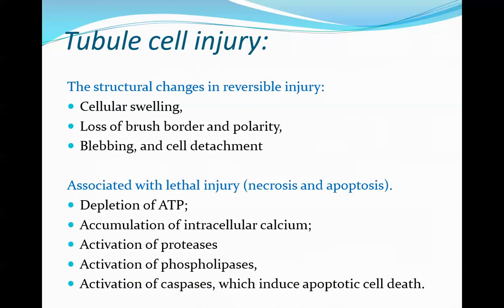Now, suppose it is deteriorated, what will happen? A necrosis or irreversible change will occur, associated with depletion of ATP, accumulation of intracellular calcium, activation of proteases, activation of phospholipase, and activation of caspases. And we know these caspases will do apoptotic cell injury. So these are the irreversible injury. Even if you have irreversible injury, it doesn't matter, because we know that the tubular epithelium can regenerate fast.